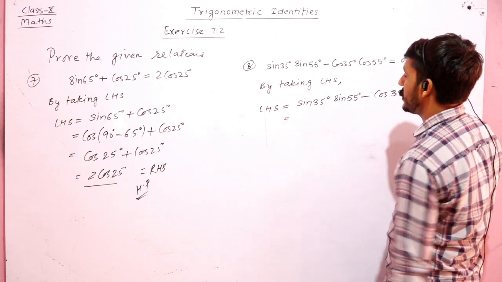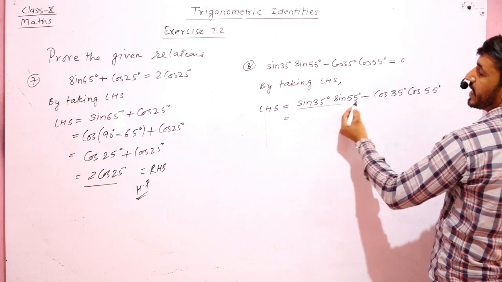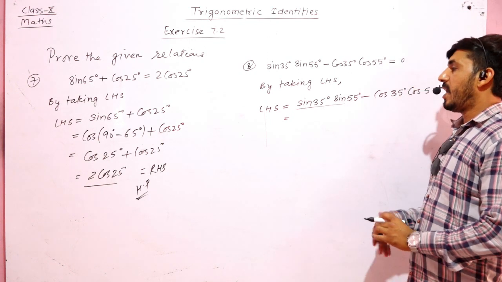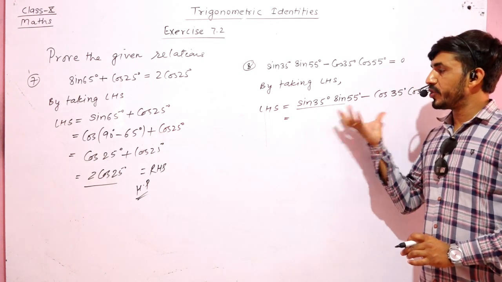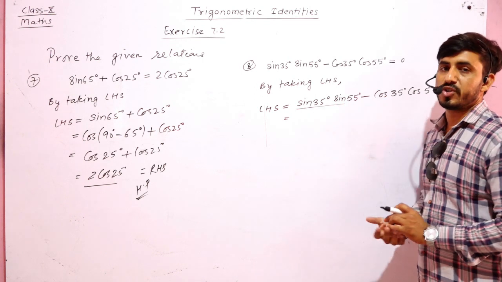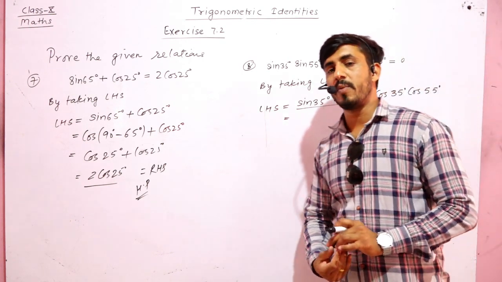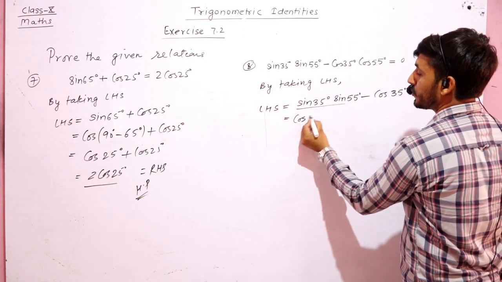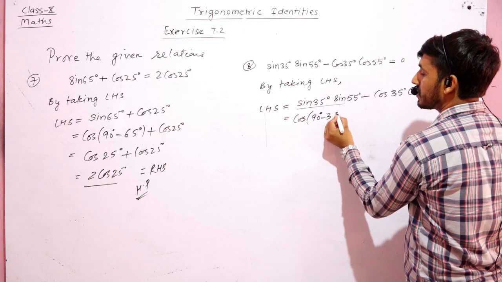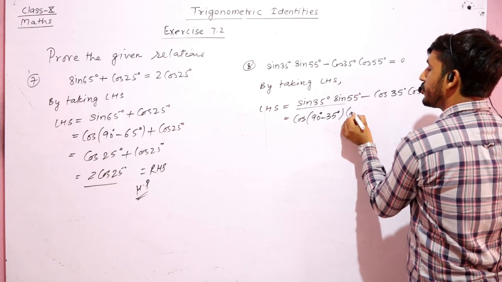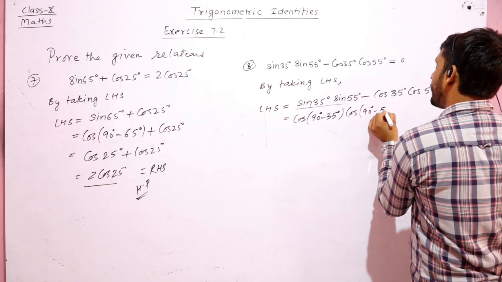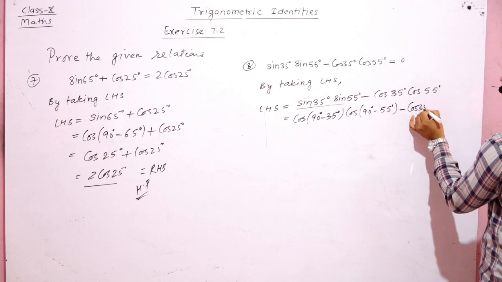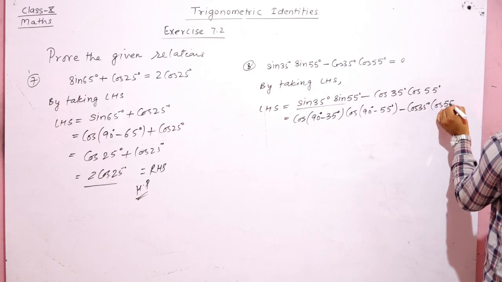First we have to either change sine into cos, or change cos into sine. Which part to change? I'm going to explain this question by changing sine into cos. As we know, cos is the helping trigonometric ratio of sine by its complementary angle. So we can write cos in the place of sine by writing 90 degree minus 35 degree, and here cos 90 degree minus 55 degree. The remaining part will be written as cos 35 degree multiplied by cos 55 degree.